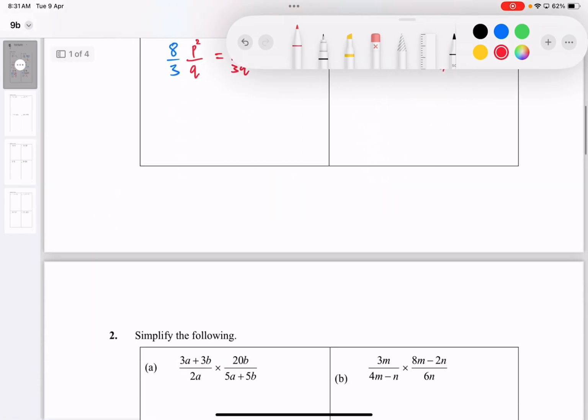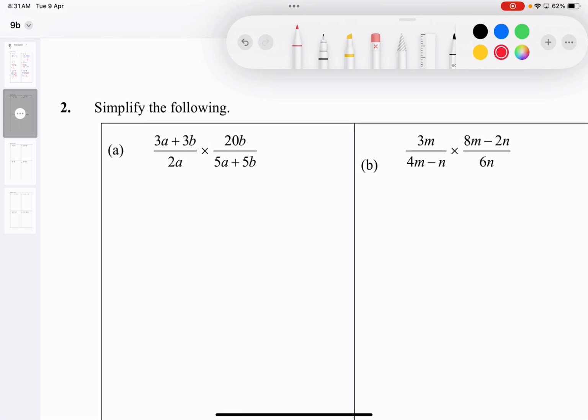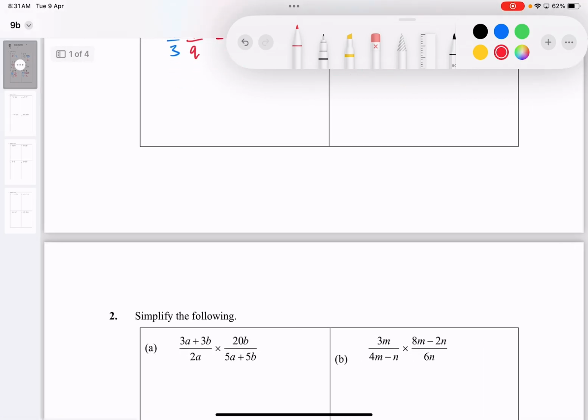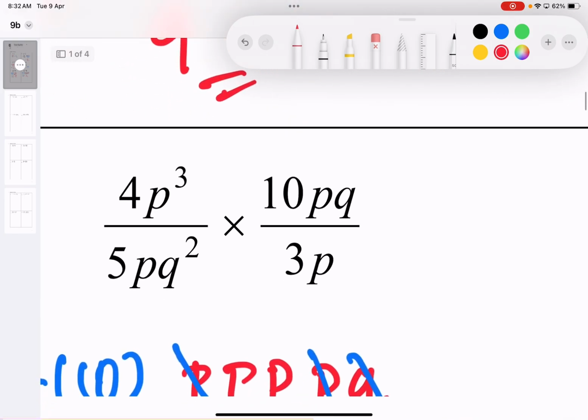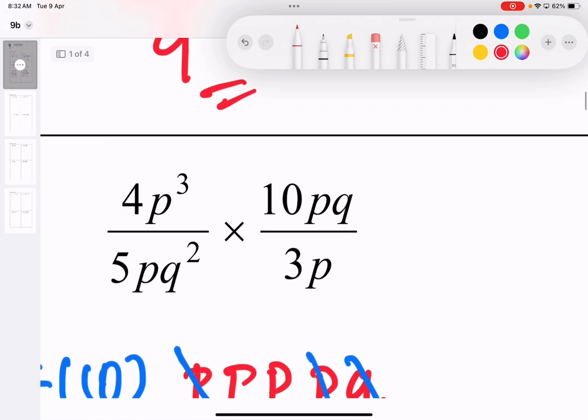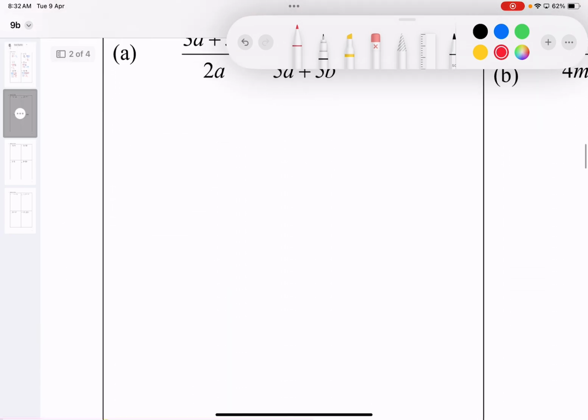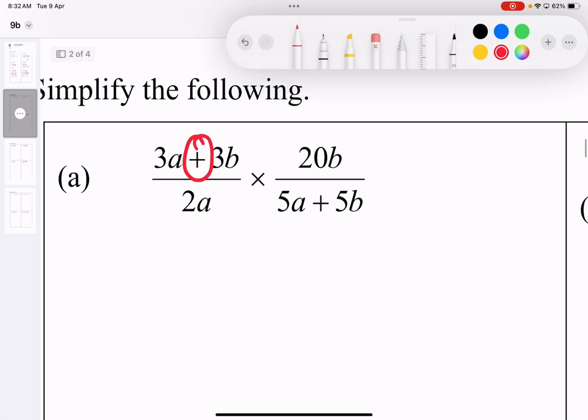Alright, let's move on to the next part, which is the hardest part. What is the difference between this type of question and the one before? I need you to familiarize yourself. Can you see that in this example there is no plus? Everything here is multiplied. There is no plus or minus over here. So if in this question you have a plus, I see a plus here and a plus here, we cannot do the same method as we did before.